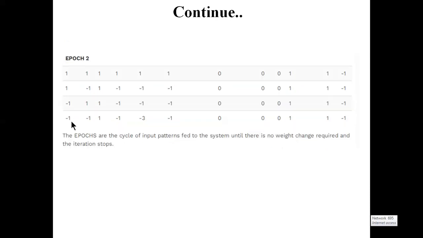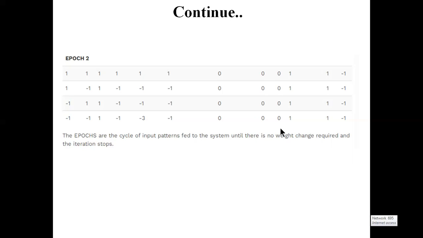So epoch 1, epoch 2, epoch 3; it is possible that many epochs are needed to achieve the desirable accuracy. The epochs are the cycles of the input pattern fed to the system until no weight change is required and iteration stops. At the first epoch all the inputs are covered. At the second epoch, again it starts from 1 1 1, and like this it will continue until no weight updation is required, and the iteration will be stopped.